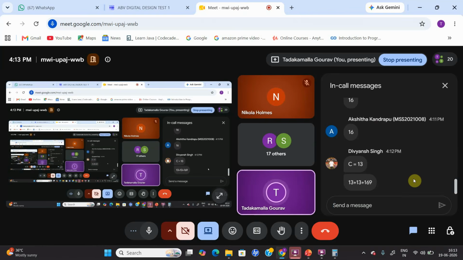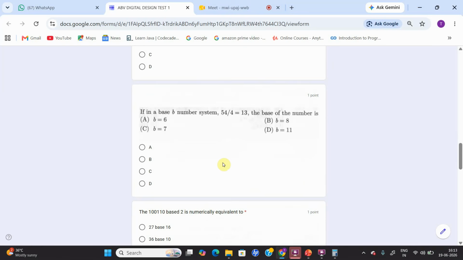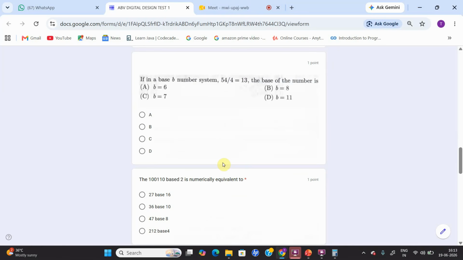Shall we move forward? Now, what is the answer for this question? If in a base B number system 54 by 4 is equal to 13, the base of the number is? Take your time and try to answer this.